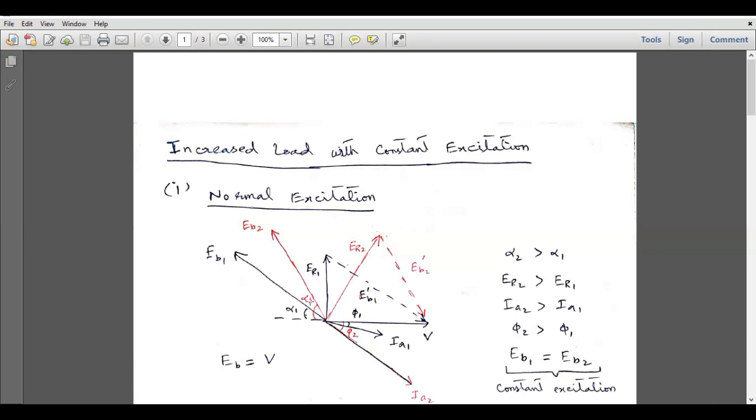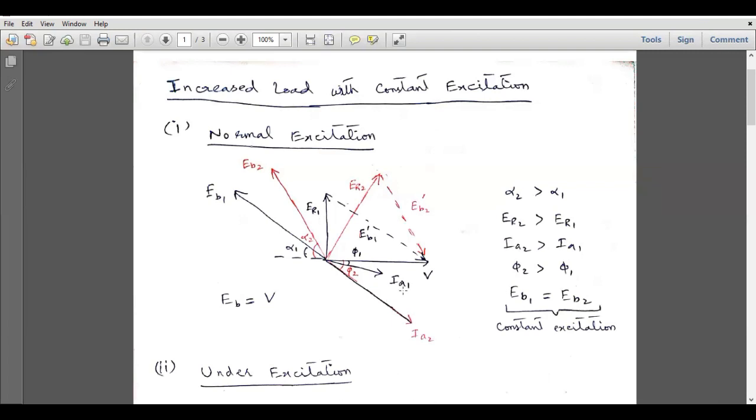So for the first load, or the reduced or small load, we will get this ER1 vector, which is represented by the black colored vector, and similarly we will repeat the same procedure for this EB2. EB2 dash will be drawn over here, and it will give us the new ER2 vector. So this is ER1, this is ER2. Clearly we can see that ER1 is lying in this direction and its magnitude is small. ER2 is lying in this direction and its magnitude is large. From this ER1 and ER2 we can plot the armature current vectors. So this will be IA1 and this will be IA2.